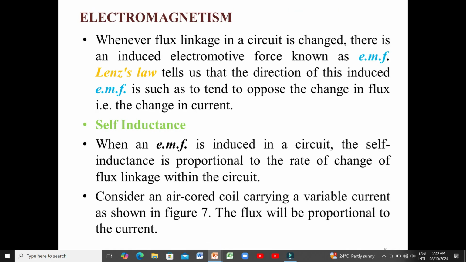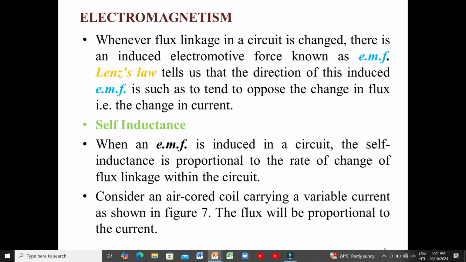Now, this leads us to electromagnetism, because we have looked at all the things that gave rise to a voltage in any circuit. So we want to see how the magnetic effect aids in generating voltage in any circuit.